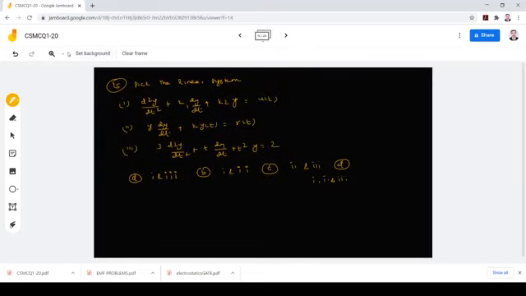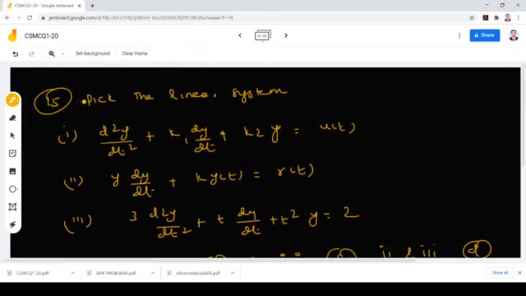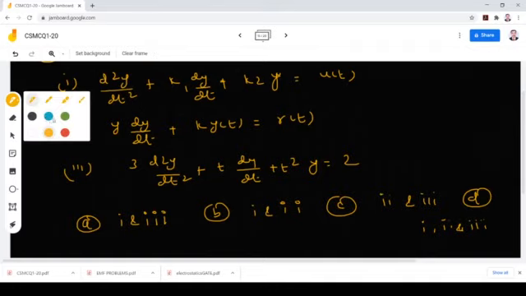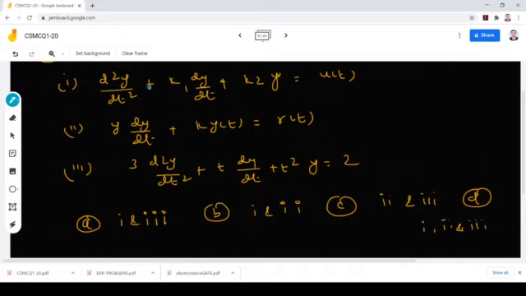Next question is: pick the linear system. Which of the following is a linear system? You see all are differential equations. Differential equation means they should not have the dependent variable as a multiplier. So here y is dependent, t is independent. Here, is any dependent variable a multiplier? No, it is not multiplied by any dependent variable. It has only constants, so it is linear.